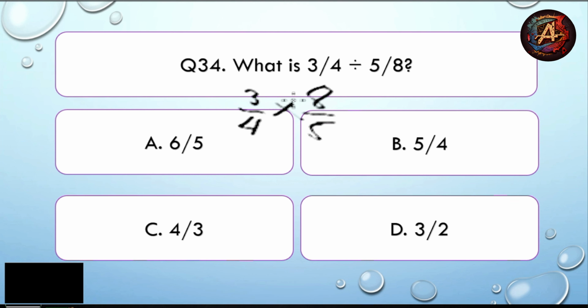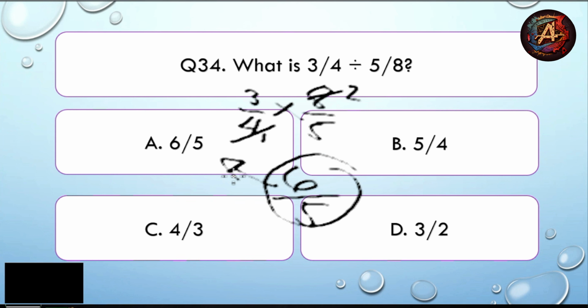Of course, in multiplying fractions, it would be easy if you apply the cancellation method. So 8 and 4 is divisible by 4. So this will become 2. This will become 1. So 3 times 2, that is 6. And then 1 times 5, that is 5. So you have the answer, and this is the correct choice.